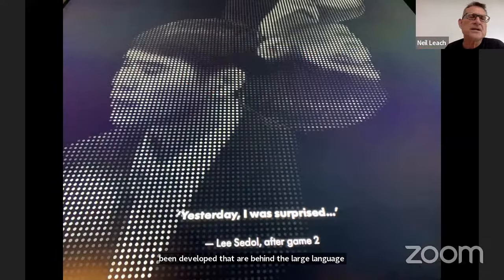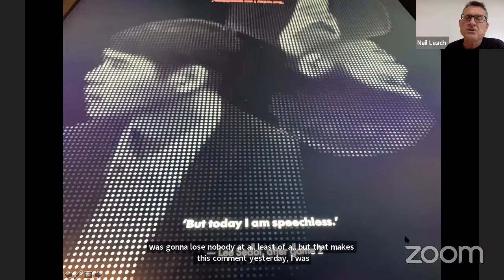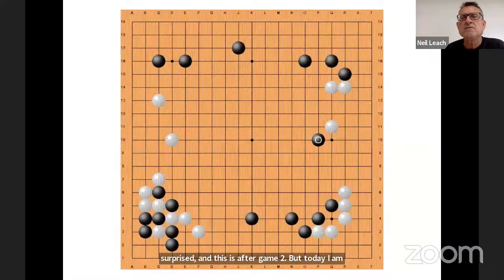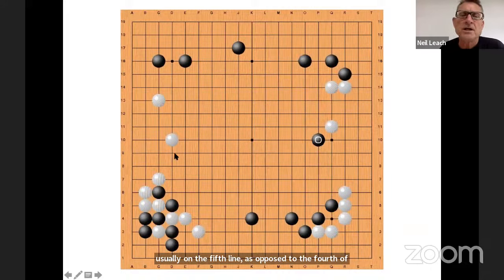Well, what was interesting about this game, nobody expected that he was going to lose, nobody at all, least of all him. But he makes this comment, yesterday I was surprised, and this is after game 2, but today I am speechless. The reason for that was a particular move that's now become famous in the game of Go, move 37 in game 2, where it put this black stone unusually on the 5th line as opposed to the 4th or the 3rd line, as you normally do in the beginning of a game. And nobody understood it. They all thought it was a computer glitch, and yet 100 moves later, these two stones connected up and it won the game. It was almost as though it was thinking 100 moves ahead.